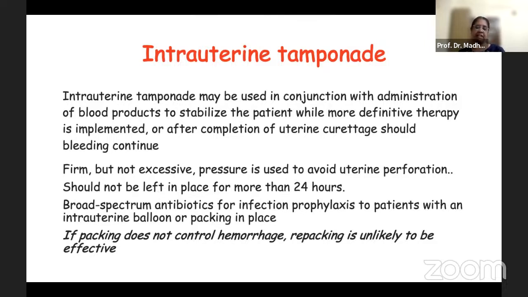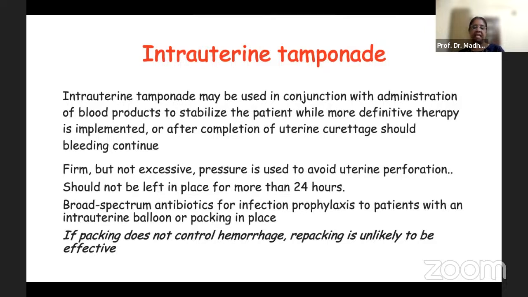We use the famous Bakri balloon, or you can even pack with gauze which has hemostatic solutions on it. The packing that should be used should be firm but not excessive, and pressure should be used carefully to avoid uterine perforation. The main thing, it should not be kept in place for more than 24 hours. This is very, very important. And the patient should be covered with antibiotics.